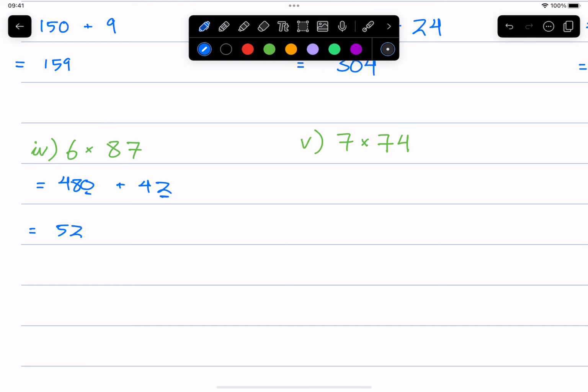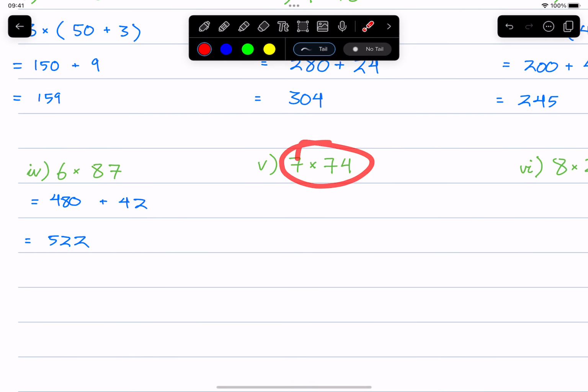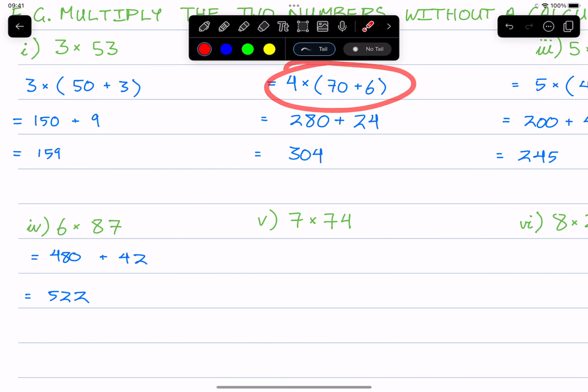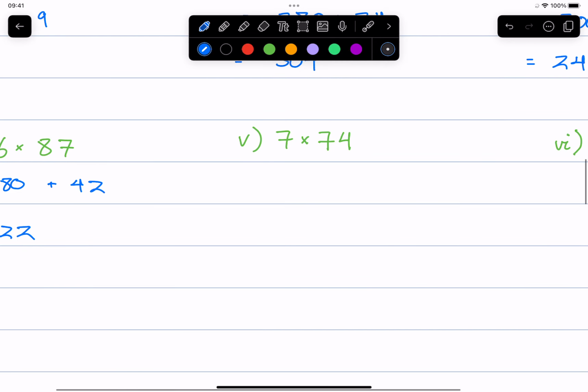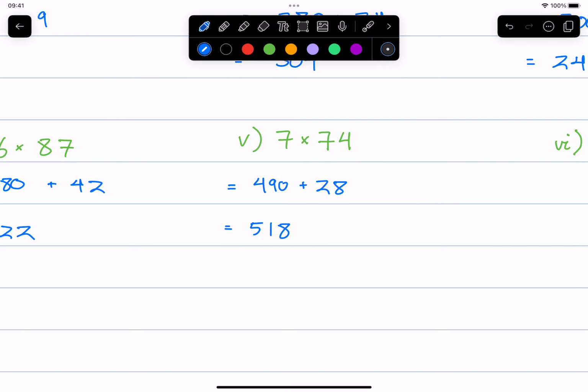And then the 0 plus the 2 is going to be 2. Now I'll do this last one, this one here, without doing the multiplication step written out. So here we go. 7 times 70 is 490. So I did 7 times 70. Then 7 times 4 is 28. This will give us 518. So we get to this step straight away.